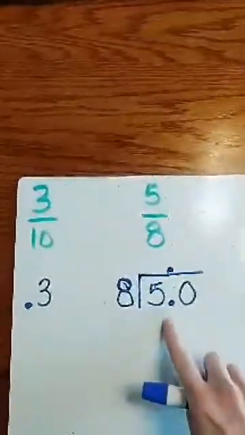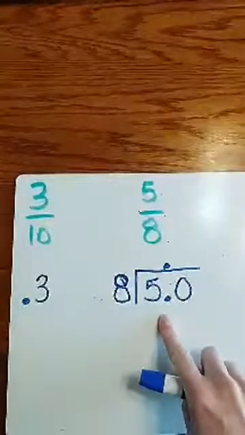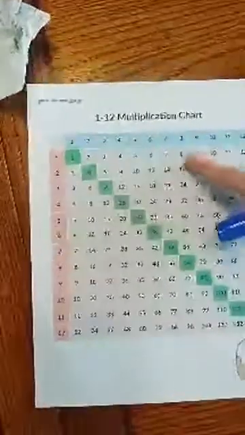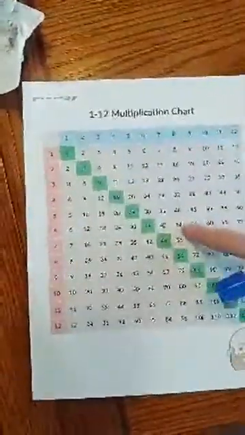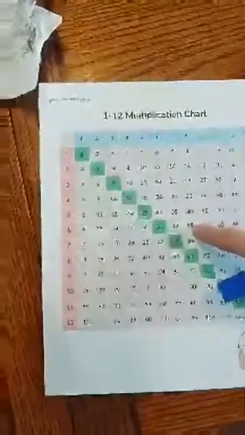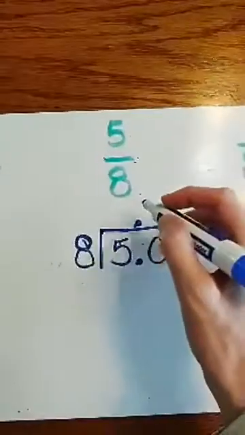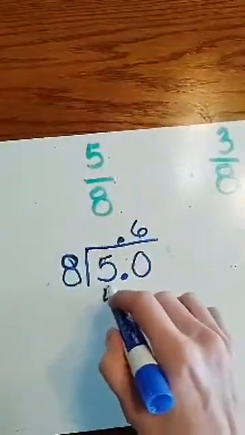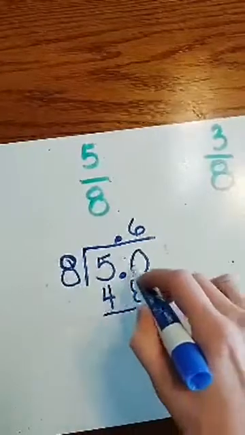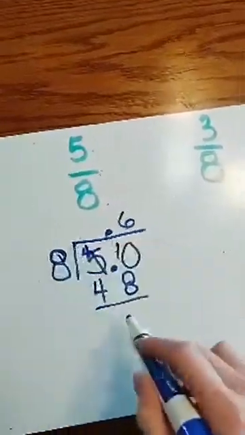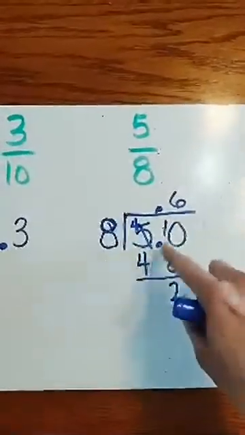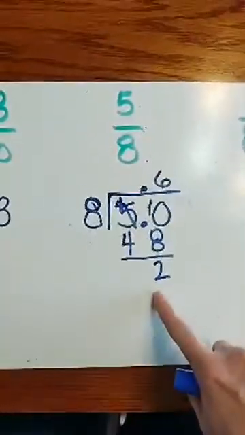How many times will 8 go in? So you could use your multiplication chart. We can go to 8. And we can go down until we get as close as we can to 50 without going over, and we find out that's 48, 6 times. So I can put my 6 in. 6 times 8 is 48. I'm going to do my subtracting. And I see I have 2. Well, remember, with a decimal number, I can't have a remainder, so I have to keep going.